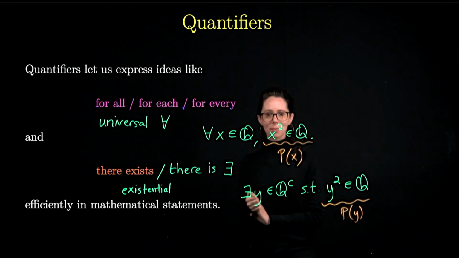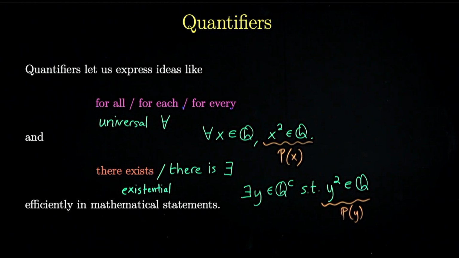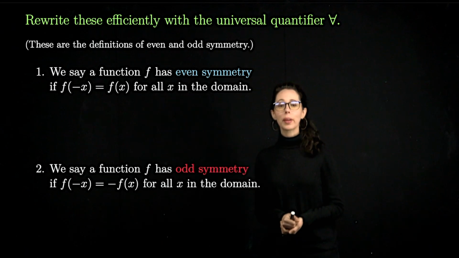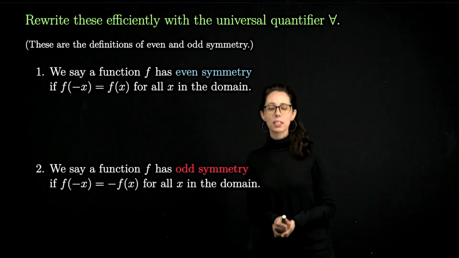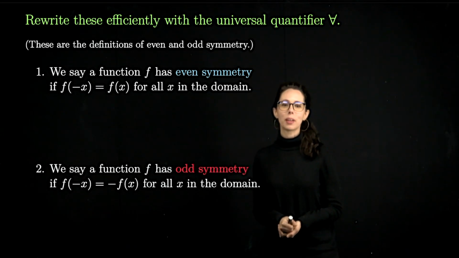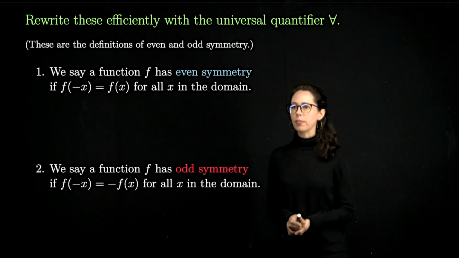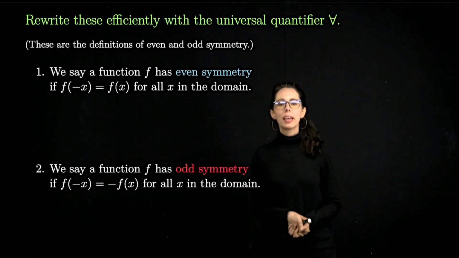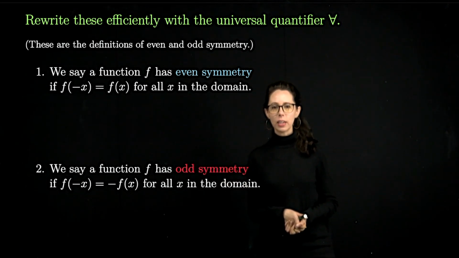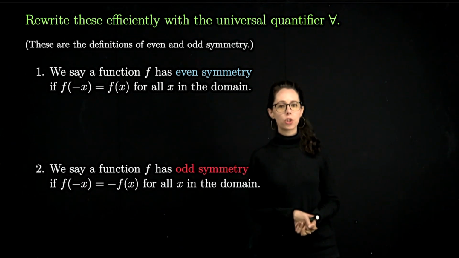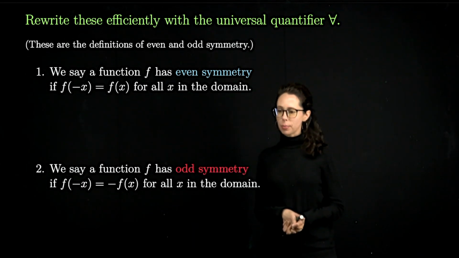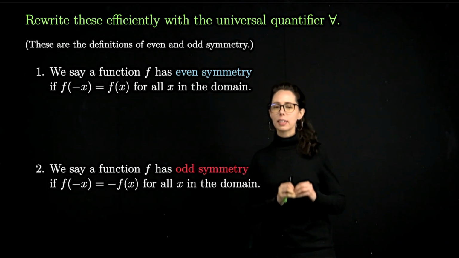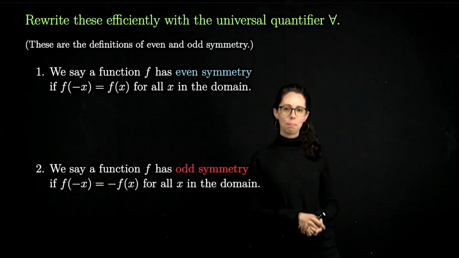Let's look at some examples. Here we are looking at the definition of even and odd symmetry for functions of a real number. So for the definition of even symmetry, we say that a function f is even symmetric or has even symmetry if f of negative x equals f of x for all x in its domain. And then odd symmetry is very similar, except the condition is that f of negative x is negative f of x for all x in the domain.